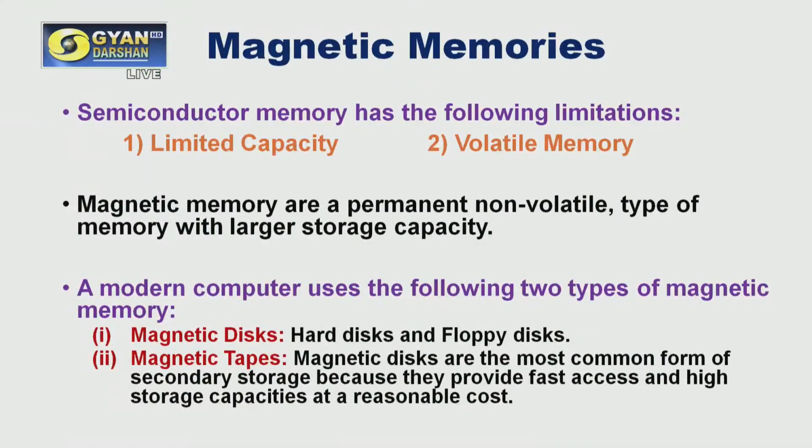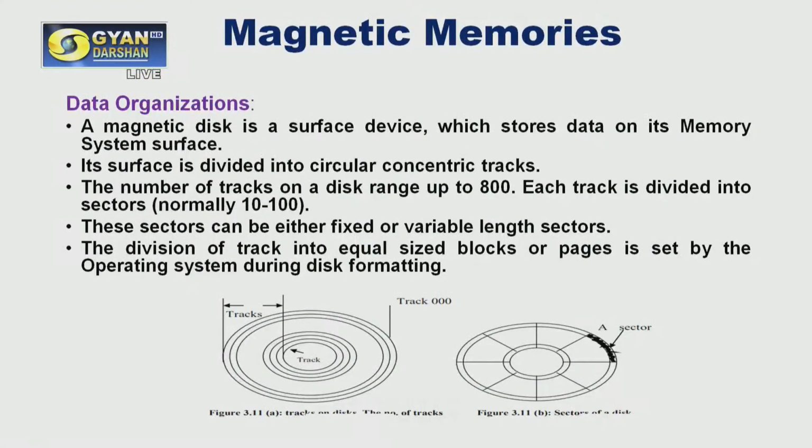Then we have the magnetic memories. There are limitations to semiconductor memories: they have limited capacity and they are volatile in nature. Magnetic memories are non-volatile in nature, and they can store the largest capacity of data. That's why modern computers use magnetic disks and magnetic tapes as components for wider storage of data. We have magnetic memories like floppy disks, CD-ROMs, and DVDs, wherein the data is stored in tracks and sectors, which are shown in the figure.